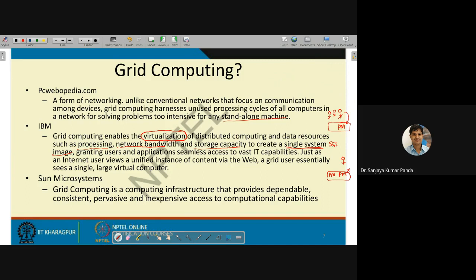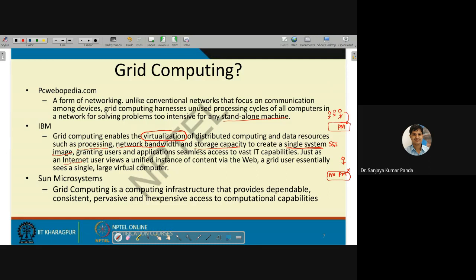Like here, one example you can see: just as with the internet, users view a unified instance of content via the web. We do not know how the internet actually works, we do not know how many websites are there, we do not know on which server the website is accessed, right? But irrespective of that, we have a web browser. In the web browser, if I type a particular URL, that is uniform resource locator, I am able to get the services from that particular site, right?